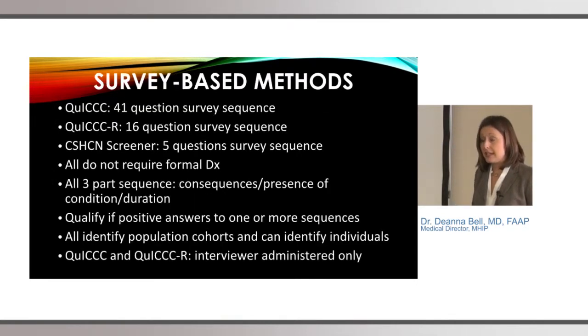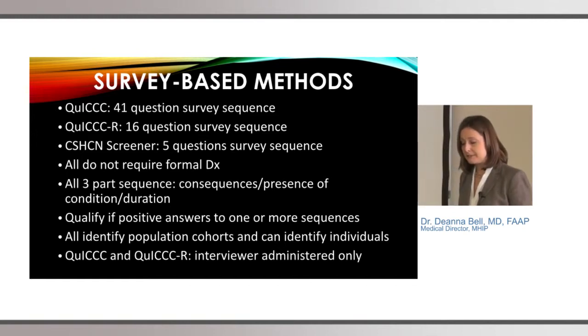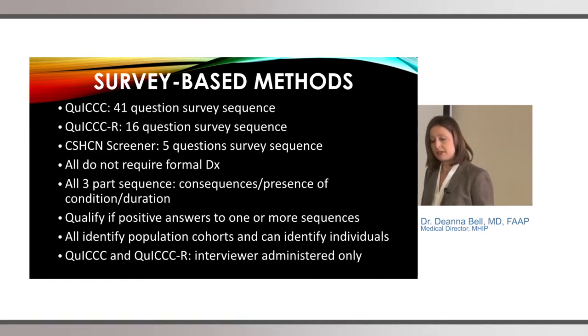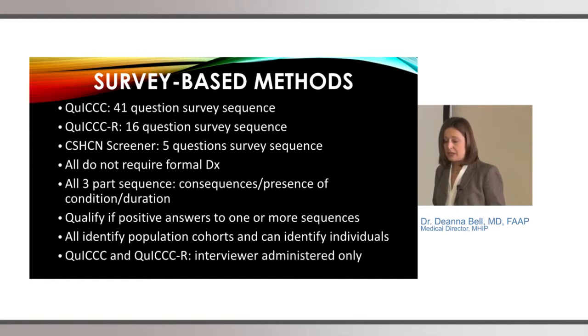Survey-based methods, there are lots of these out here, but we're going to review 2 of those today. The questionnaire for identification of children with chronic conditions. One is a 41 question series, one is a 16 question series, and the children with special health care needs screener. These are all consequences-based surveys that you can use to identify kids with special health care needs in your practice. We're going to talk a little bit more about how that works.